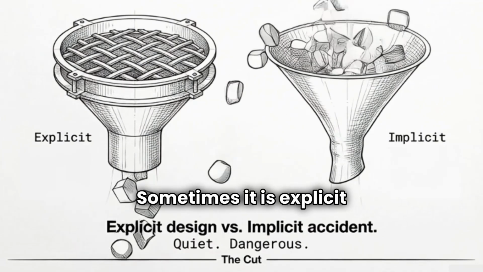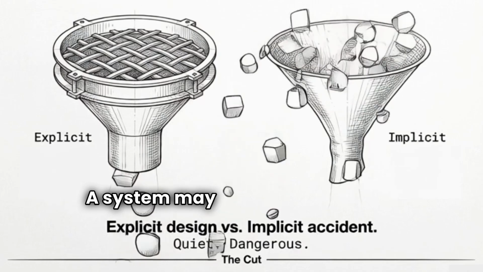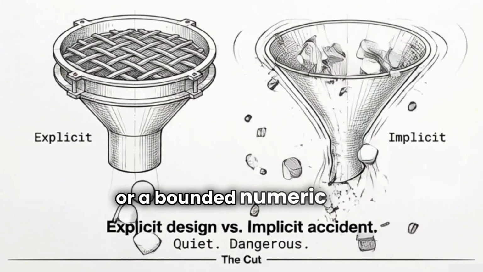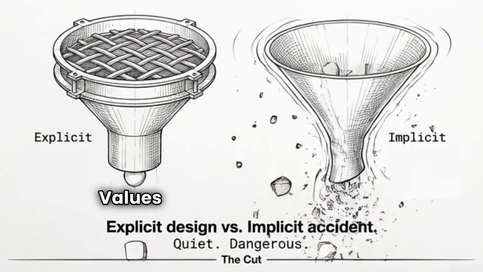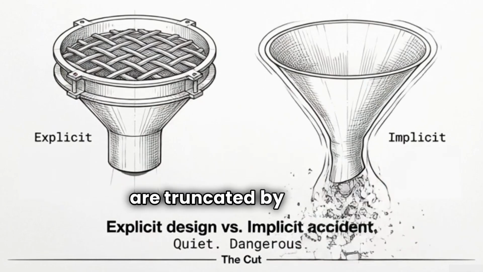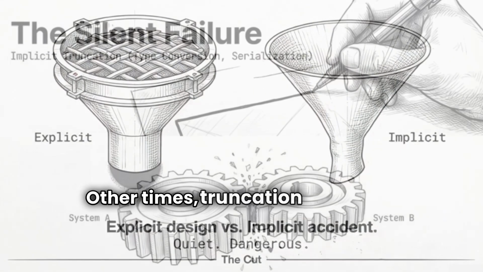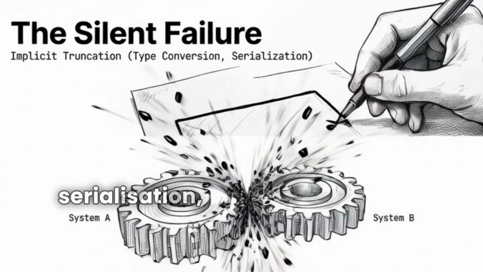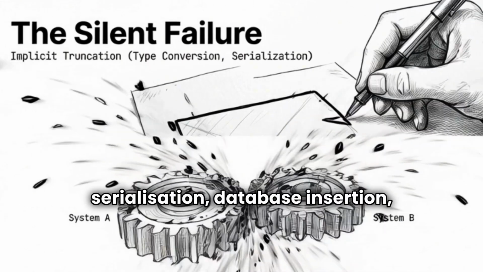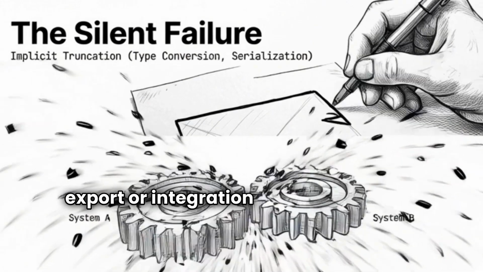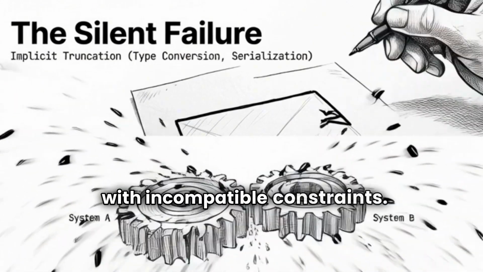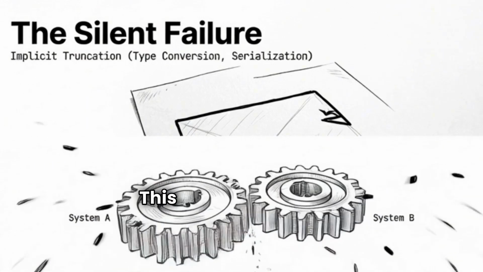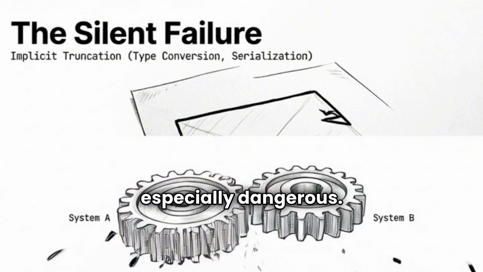How does truncation happen? Sometimes it is explicit and intentional. A system may define a fixed width field, a maximum string length, or a bounded numeric type. Values that exceed those limits are truncated by design. Other times, truncation is implicit. It occurs during type conversion, serialization, database insertion, export, or integration between systems with incompatible constraints. The truncation happens quietly, without error. This makes truncation especially dangerous.